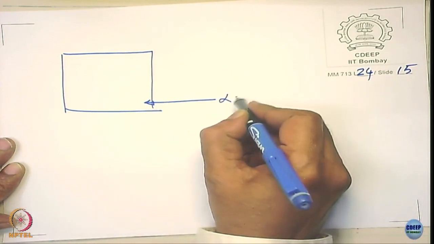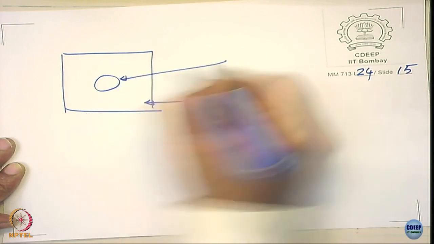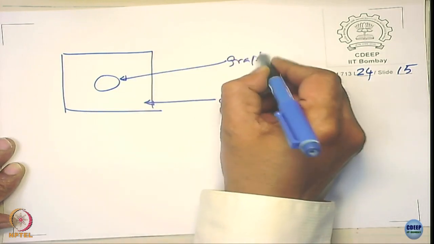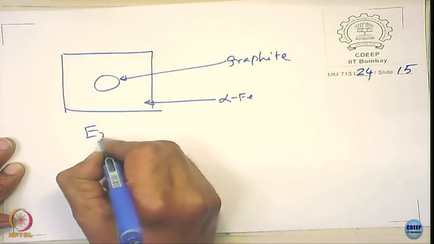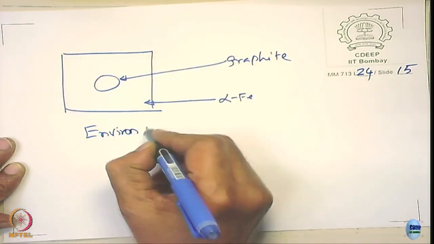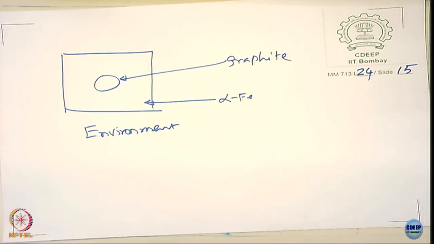This alpha iron, the graphite here, I expose to the environment, right? There's an environment here. What happens? What do you think will happen? I've taken this alloy and exposed it to the environment, maybe like sodium chloride solution or water, moisture, something like that. So, what do you think will happen?